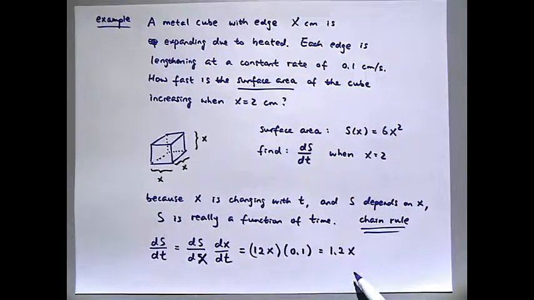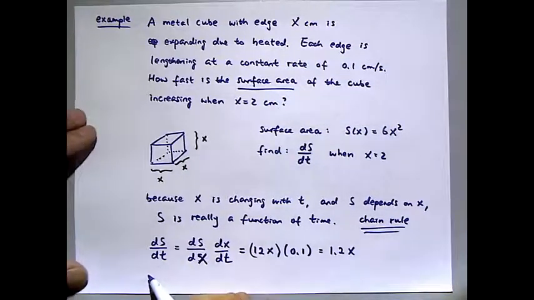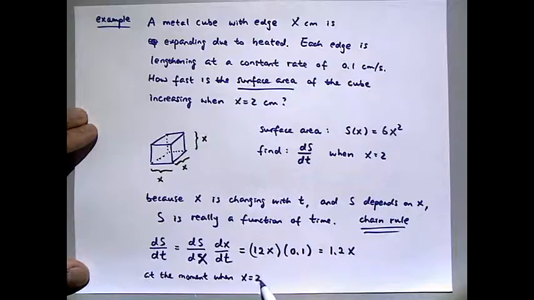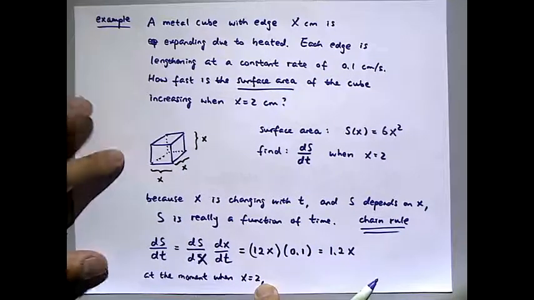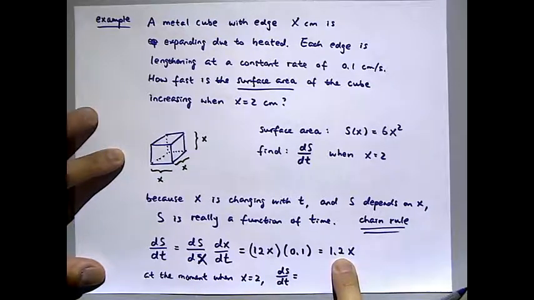This obviously depends on x. So at the particular moment when x is equal to 2, the rate of change of the surface area with respect to time is 1.2 times 2. That's 2.4. And the units will be centimeters squared per second. So that's the thing we're looking for.